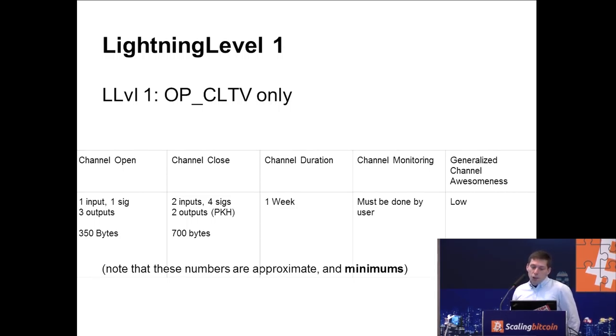So Lightning level one is you only have check lock time verify. To open a channel, this is assuming that there's one participant funding the entire channel, which is, I think, going to be very common. And Joseph, in the next talk, will talk about how the topology of the network will tend to build itself out.